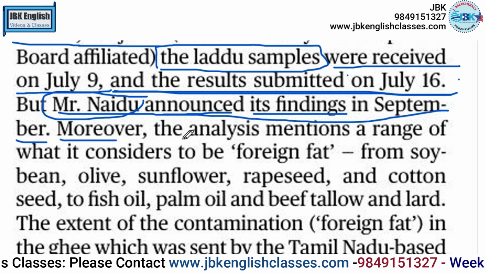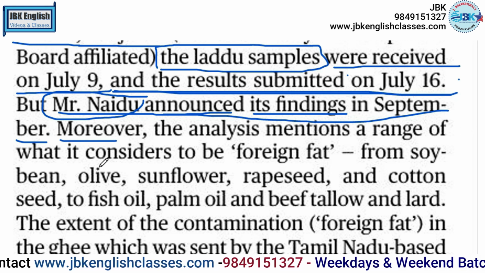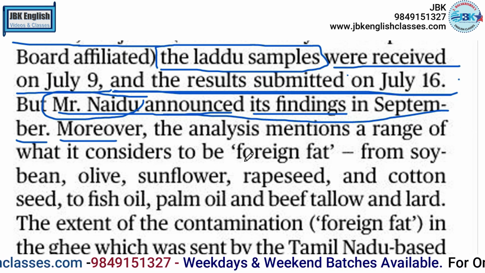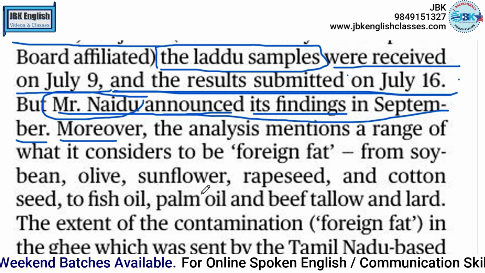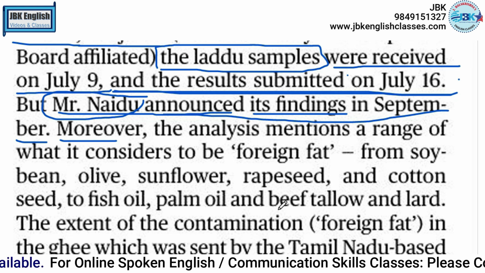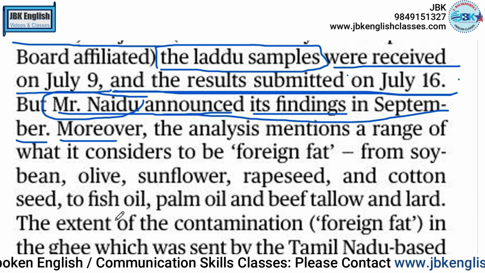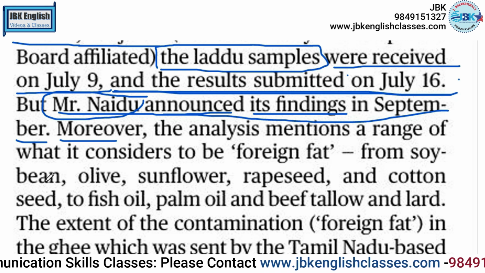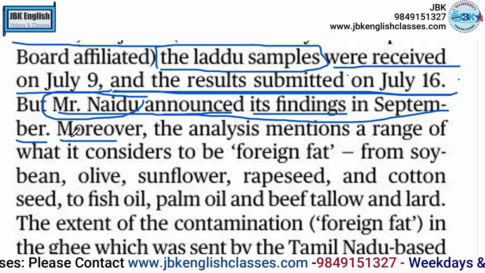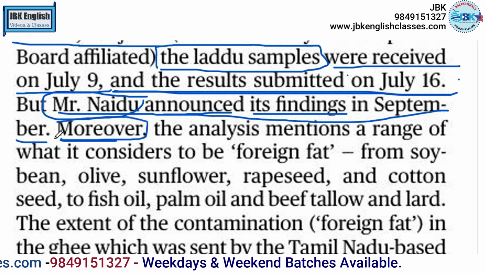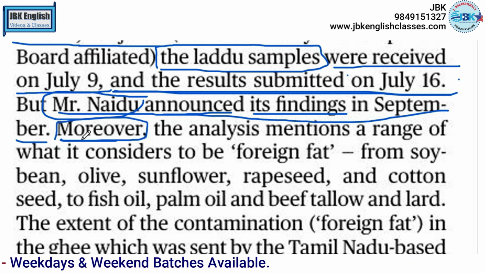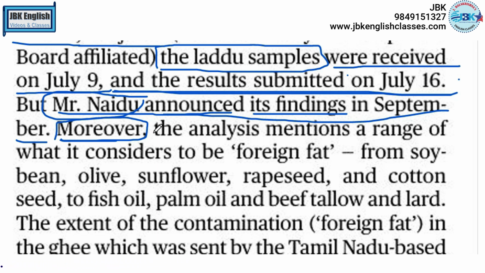Moreover, the analysis mentions a range of what it considers to be foreign fat from soybean, olive, sunflower, rapeseed and cottonseed to fish oil, palm oil and beef tallow and lard. Now according to the ninth sentence, the analysis is like this. Moreover is called adverb, which is used to put emphasis. It gives you the meaning of above all. Moreover, you are trying to highlight something. Moreover is to the left side of the subject, therefore there is a comma.